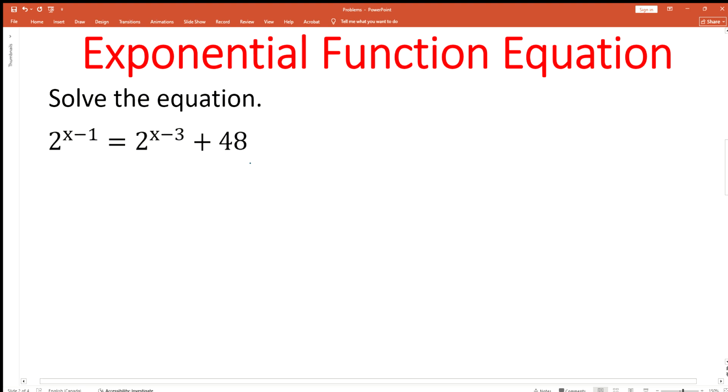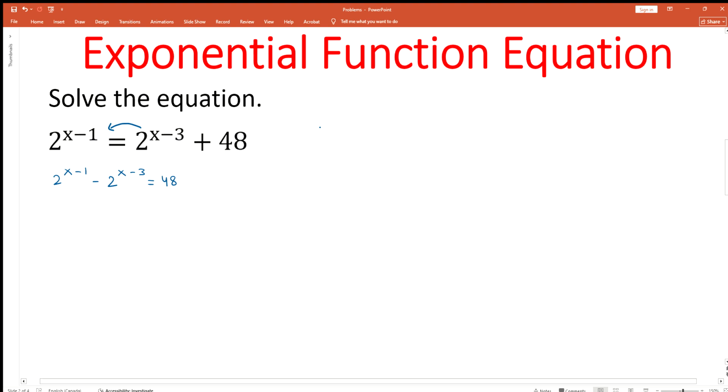The variable x is in two terms in this equation. One of the terms is on the left side of the equation. The other term is on the right side of the equation. The first step is to gather these two x terms on one side of the equation. We can move 2 to the power x minus 3 to the left side of the equation. As a result, it will become a negative term. So we get 2 to the power x minus 1 minus 2 to the power x minus 3 equals 48.